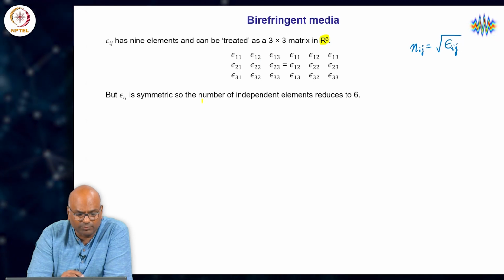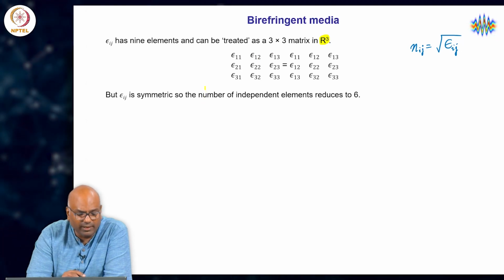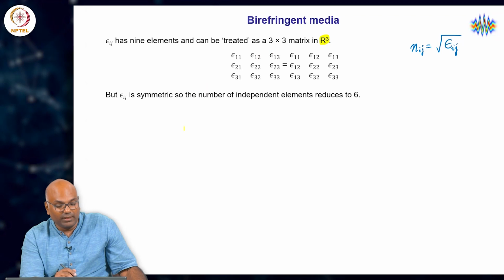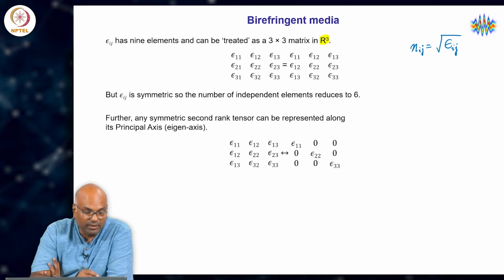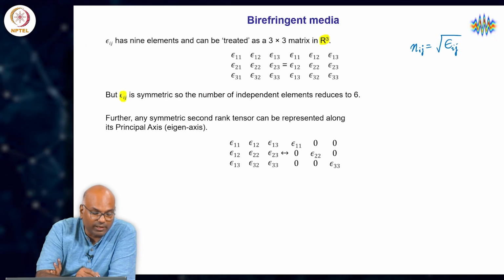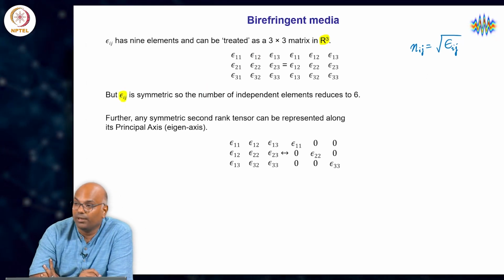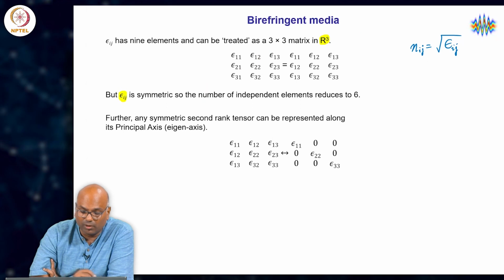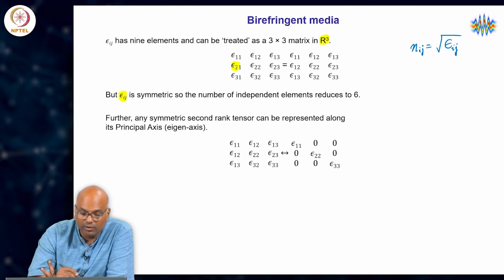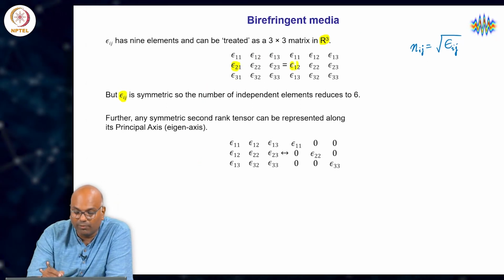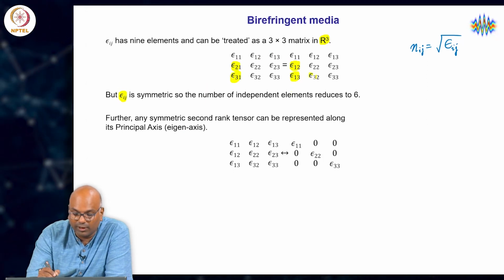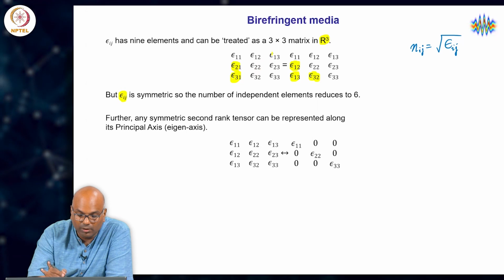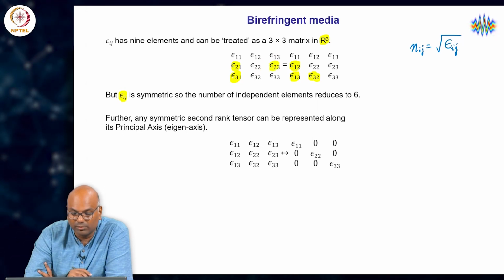Essentially, it has 9 elements, but we realize, or we earlier discussed, the fact that epsilon ij is symmetric for these real cases, right. As a consequence, E21 is equal to E12, E31 is equal to E13, E32 is equal to E23, okay.